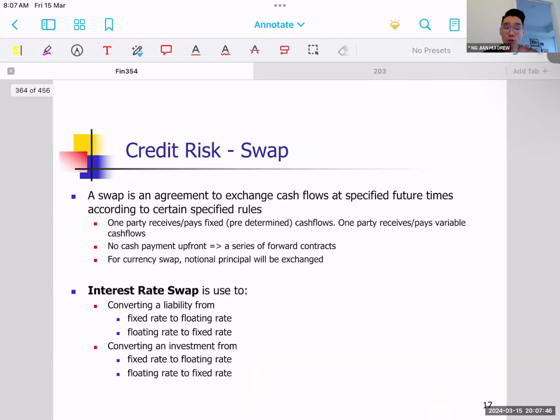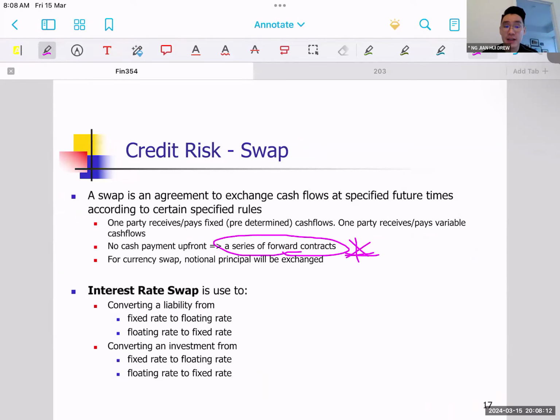Now, the forward is the most simple example of a derivative product. Moving on to the second level, swaps. So what are swaps? This is something I want to highlight. A swap is simply a series of forward contracts. It's just forward contracts that you start together. And the idea of a swap is that you are actually swapping certain characteristics.